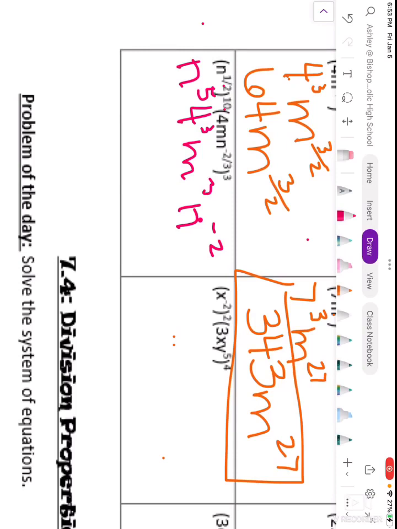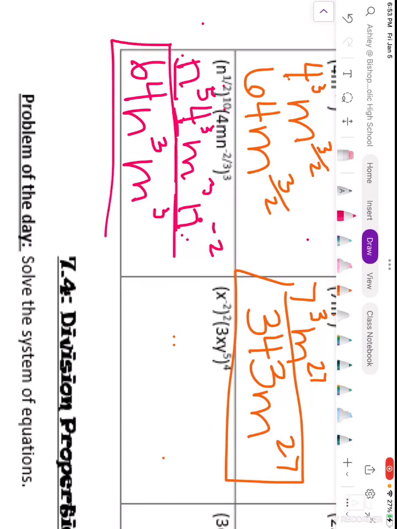Okay, so now we're going to simplify this. Well, I guess first, these are being multiplied, so let's add them. And we have 4 to the 3rd. 4 times 4 times 4 is 64. Into the 5th times into the negative 2, that's going to be into the 3rd. And then m to the 3rd from here. So 64 into the 3rd, m to the 3rd.